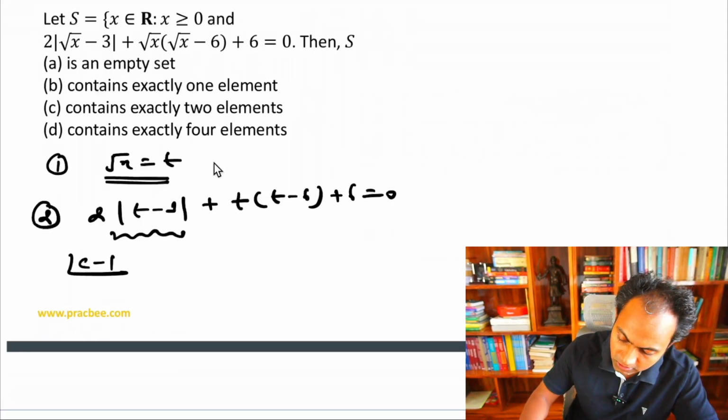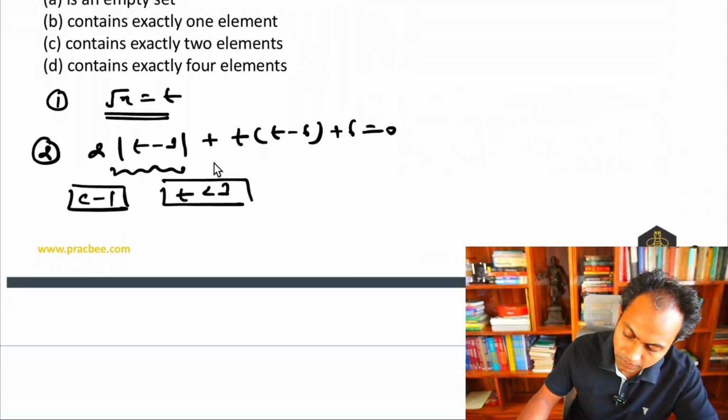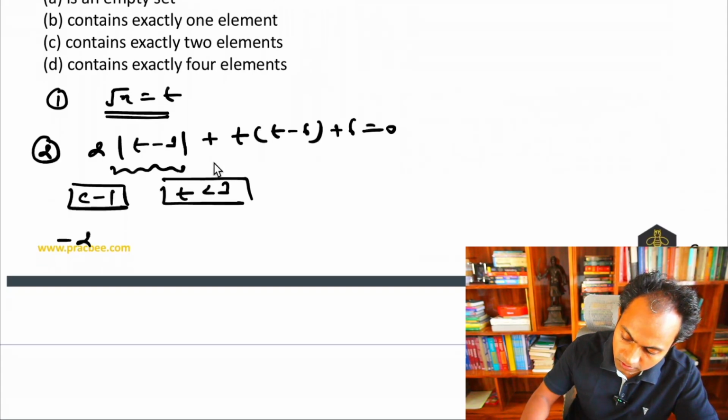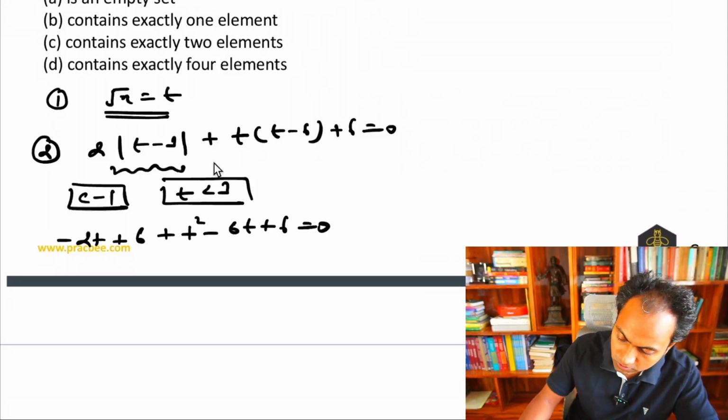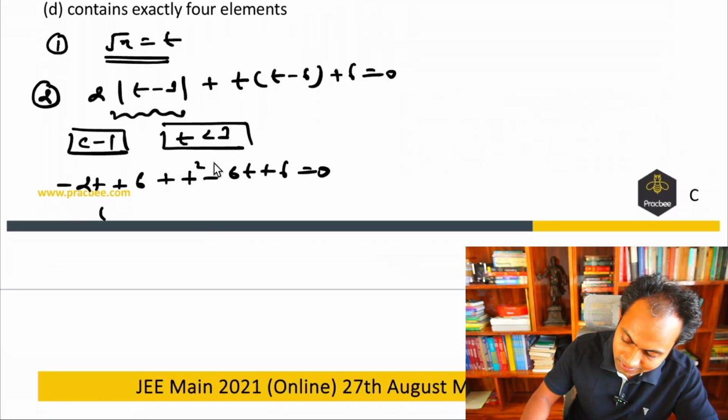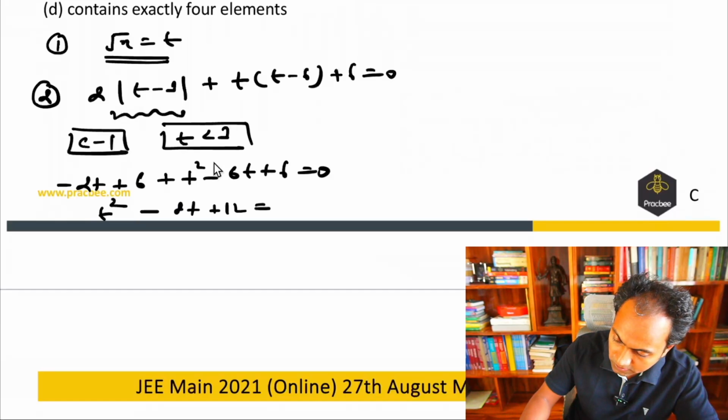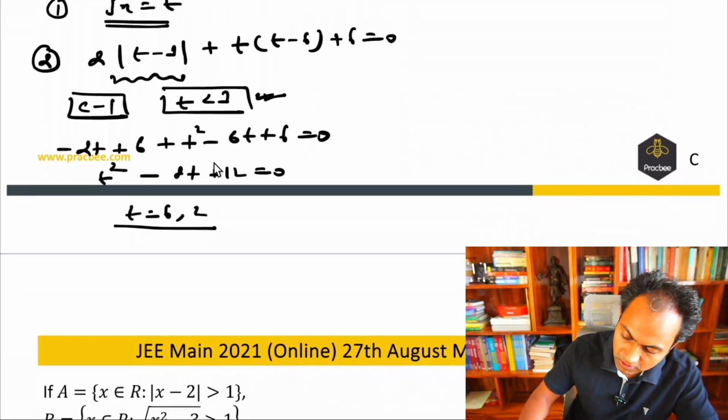Let us take case 1 in which t is smaller than 3. If I consider this, the modulus will open with a negative sign. So minus 2t plus 6 plus t square minus 6t plus 6 would be equal to 0. So what we are getting is ultimately t square minus 8t plus 12 is equal to 0. The value of t can be 6 and 2. Since t is smaller than 3, I can't accept 6. The only acceptable value is 2.